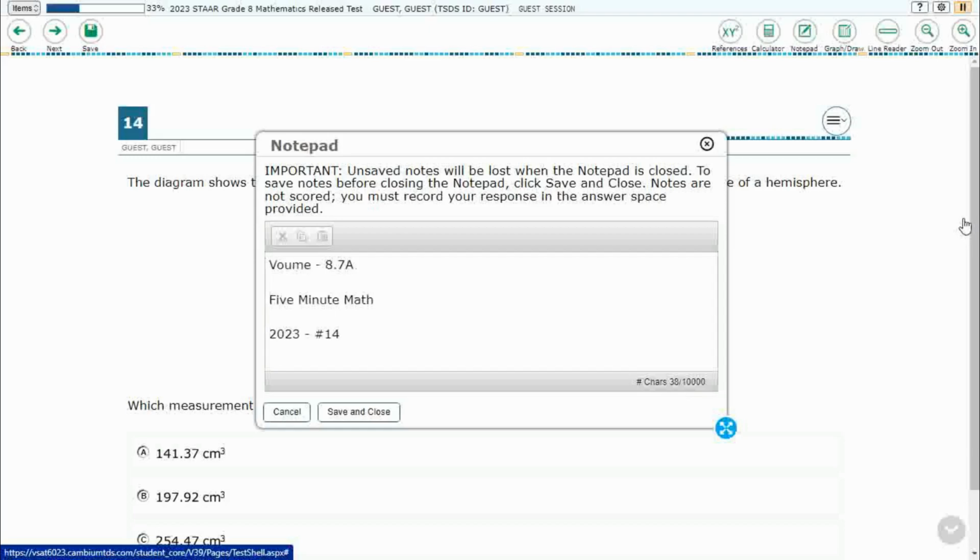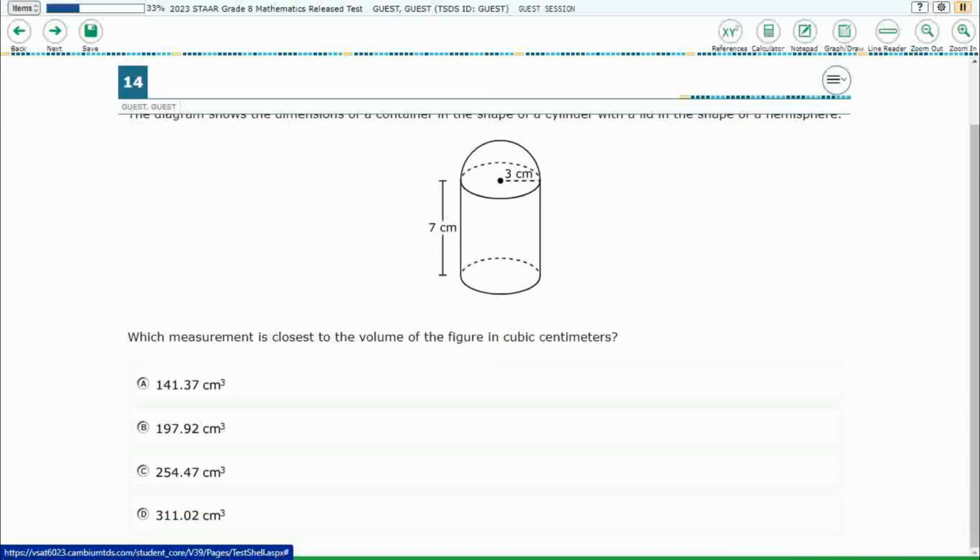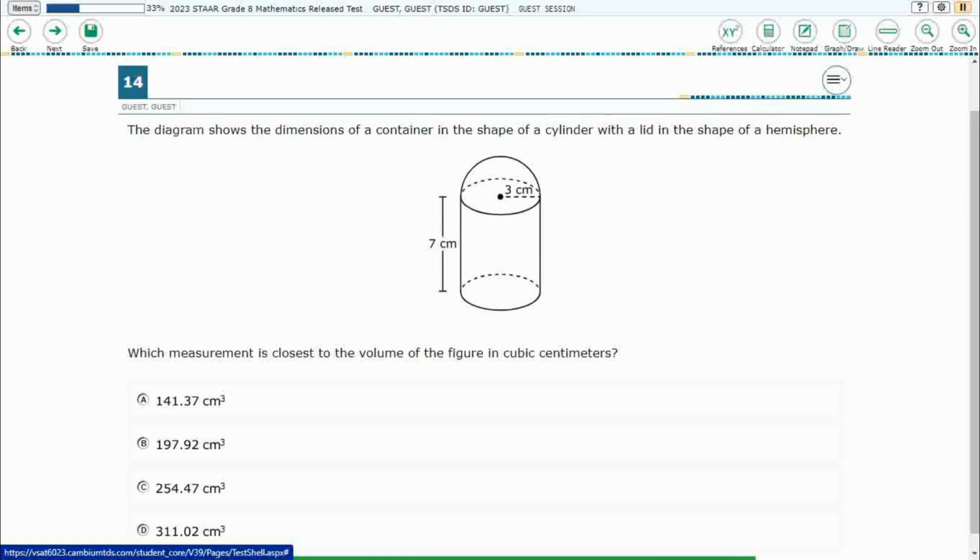Today we are looking at the 8th grade concept of volume. This is standard 8.7a in the great state of Texas, and we're using item number 14 of the 2023 released STAAR test. If you haven't done so already, please go ahead and take a moment to pause the video, work this problem out on your own, unpause it, and we will look at our answers together.